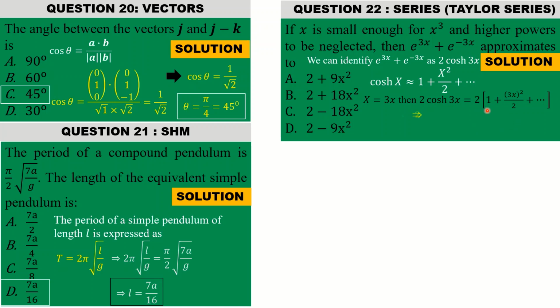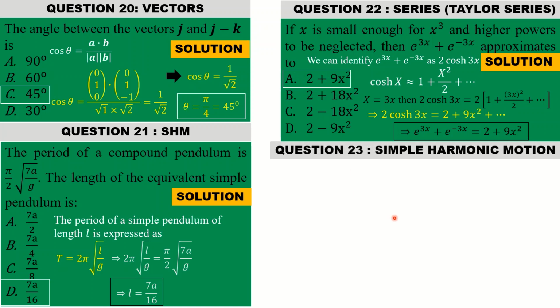So from there we get 2 times 1 plus 3x all squared divided by 2, which is going to give us 2 plus 9x squared. Since 2 cosh 3x is the same as e raised to the power 3x plus e raised to the power negative 3x, we get that sum as 2 plus 9x squared. So the correct answer is option A.